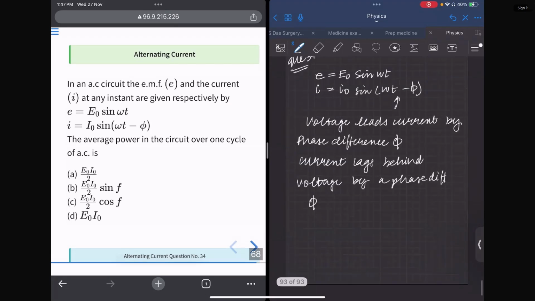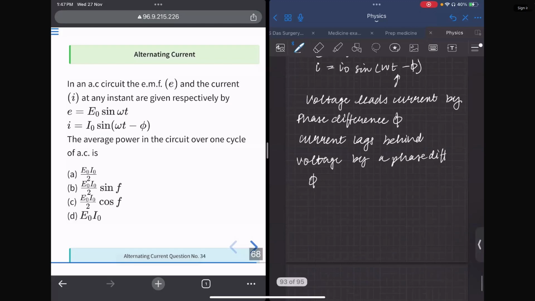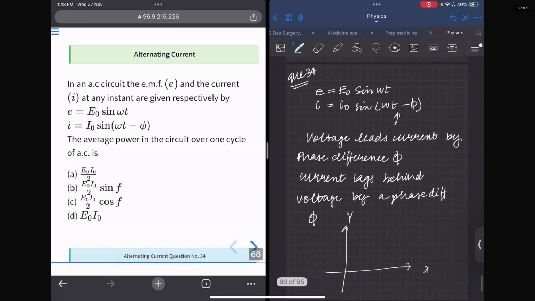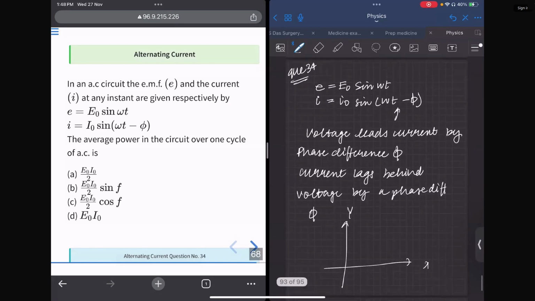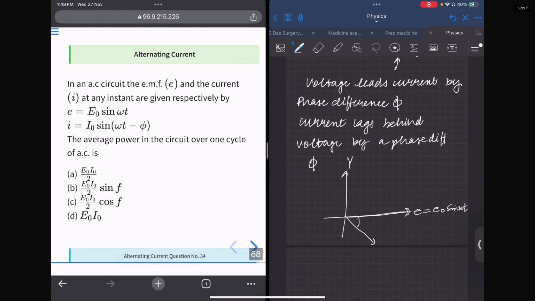Fine. Okay. So we need to calculate. If we draw it in graphical format, with the x-axis and y-axis, E is E naught sine omega t. The current is lagging behind, so I is I naught sine omega t minus phi.